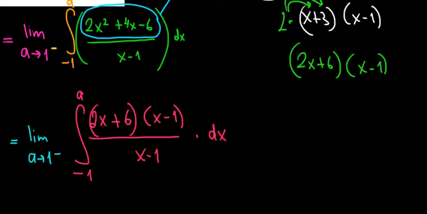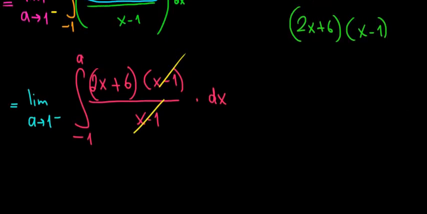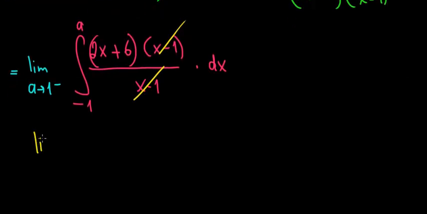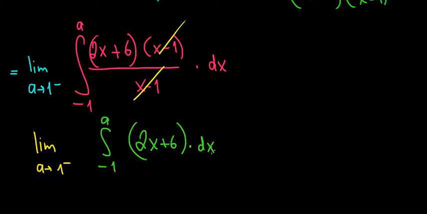What can we do now? We can simplify it. x minus 1 with x minus 1 goes away, and what are we left with? We will have the limit of a approaching 1 from the negative side, and over here we will have the integral between minus 1 and a of 2x plus 6 times dx. Now we can integrate term by term. So what's that going to be? We will have the limit of a approaching 1 from the negative side, and we integrate 2x times dx. We keep the boundaries from minus 1 to a.